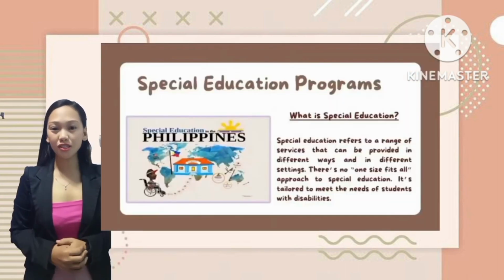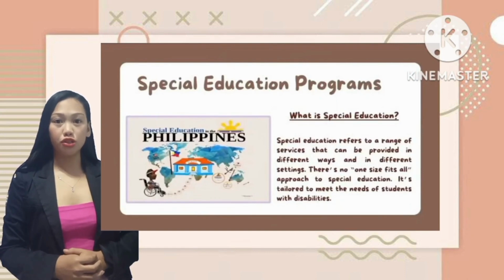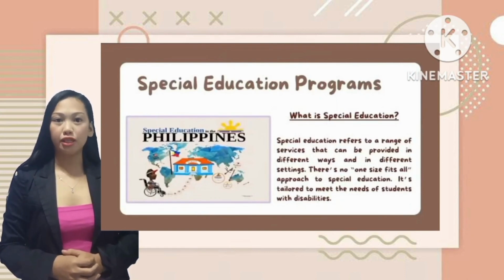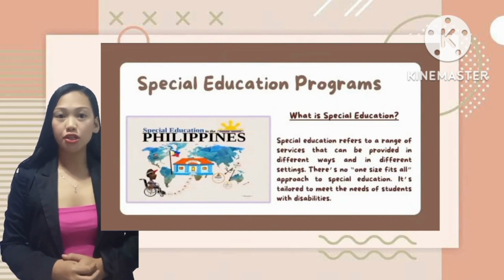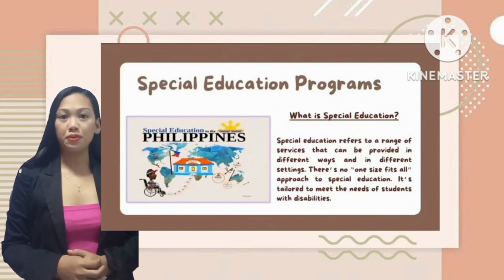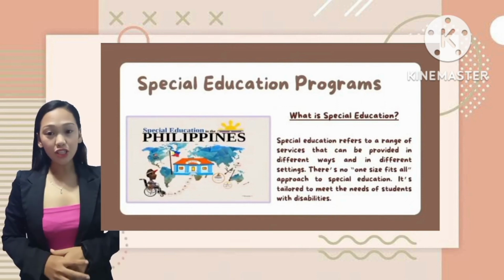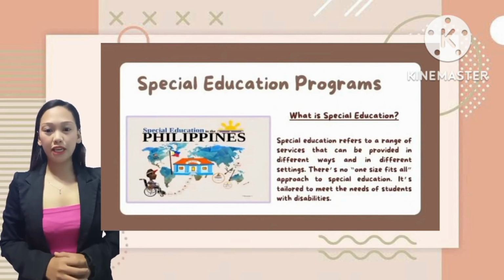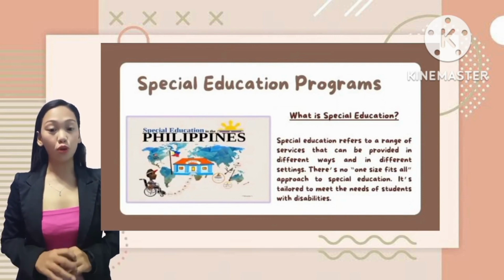So, what are special education programs? Special education refers to a range of services that can be provided in different ways and in different settings. There's no one-size-fits-all approach to special education. It's tailored to meet the needs of students with disabilities. Special education focuses on helping kids with special needs to learn, but it doesn't mean placing kids in a special classroom all day long.